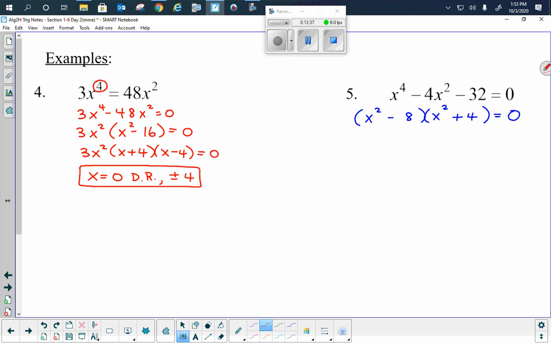And so continuing on then, we're going to say either x squared minus 8 equals 0 or x squared plus 4 equals 0. All right, so this one, x squared equals 8. If I extract square roots, right, like we've done before, so I'm putting in the square root, then you're going to tell me x equals plus or minus, because you put in the square root, and the square root of 8 is 2 root 2.